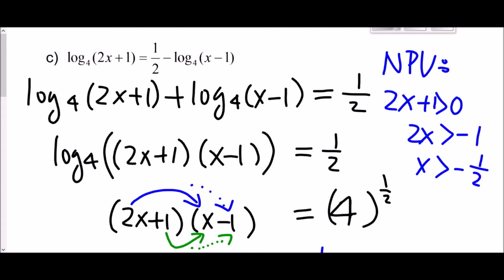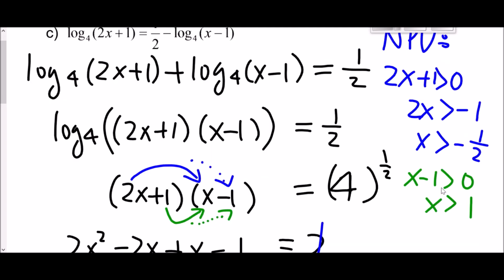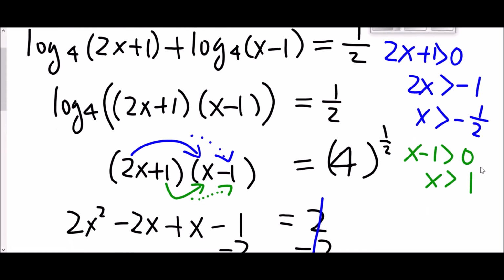Another one is this. x minus 1 has to be greater than 0. So if you work this out, x has to be greater than 1. Now we have 2 restrictions. Which one is the final one? I'm going to show you this one last time if you still don't get it. So hopefully you get it after this one.